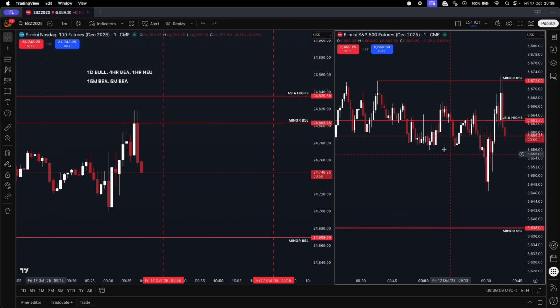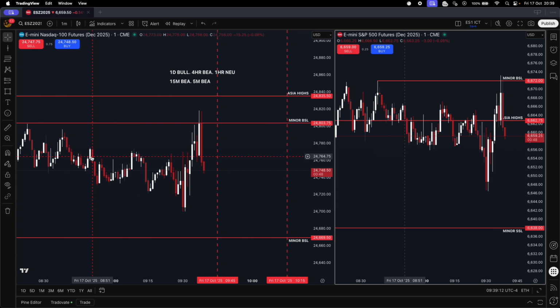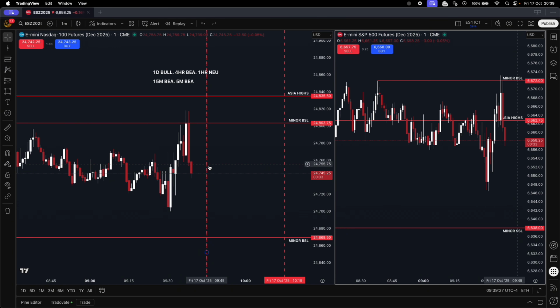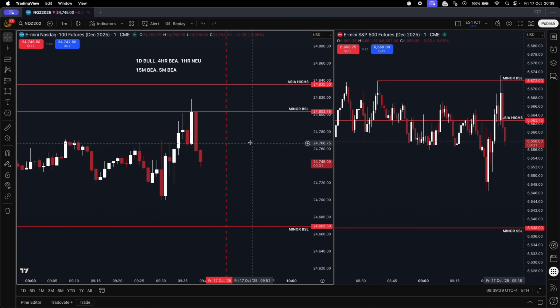Alright, so obviously ES has taken out this point of minor buy side, so has NQ. And NQ has not taken Asia, but ES has taken Asia. So we don't have a bearish SMT here, but we have a bearish SMT here. So that's what we're seeing as of now.